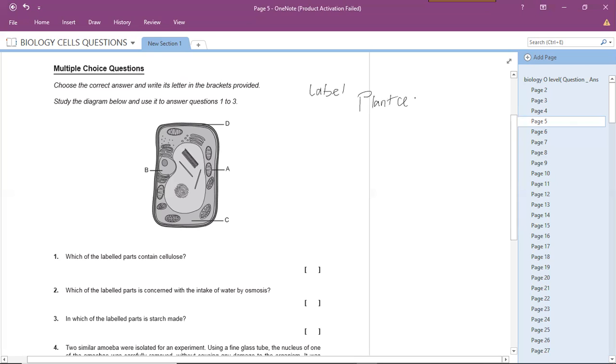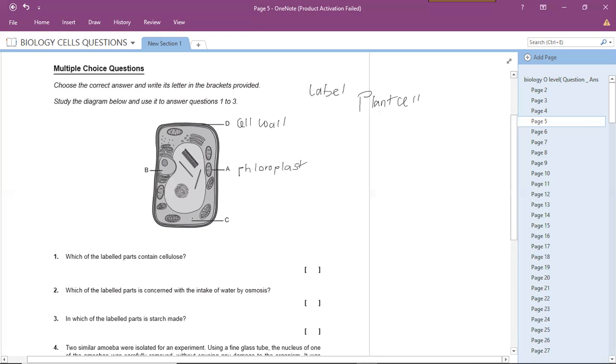How do I know that it's a plant cell? Because it has a regular structure, and you can see that it has two layers. We have got D here, this outer layer known as the cell wall. This structure here, that looks like an oval shape with these three lines, is the chloroplast.